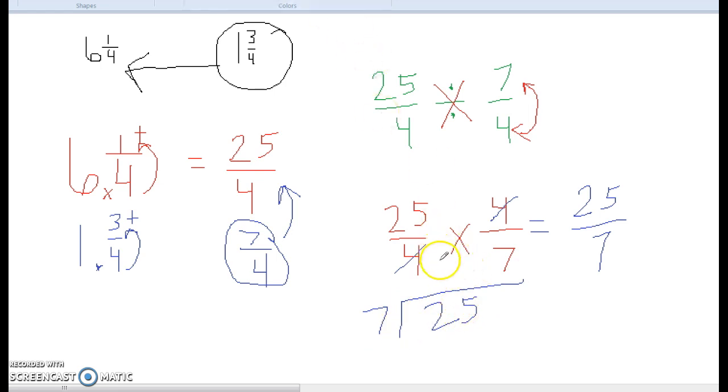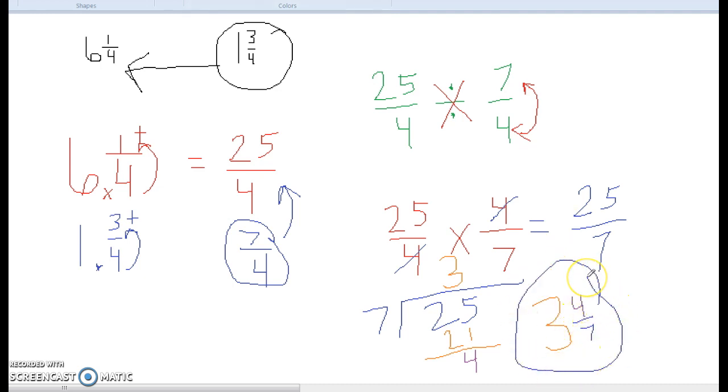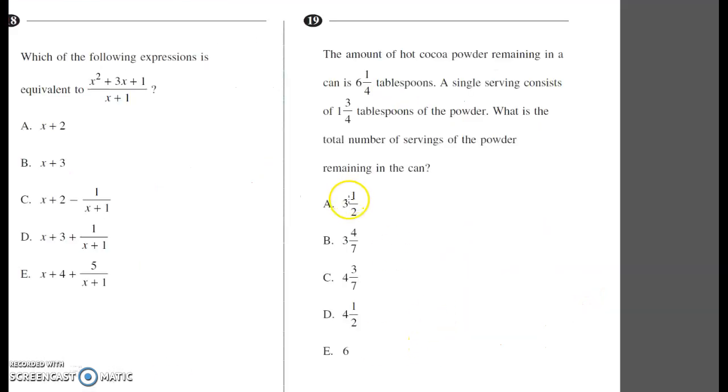I'm going to change my colors here. It will go in 3 times. 3 times 7 is 21, and there is a 4 left over. So our number is going to be 3 4/7. Okay? 3 4/7 is going to be your answer. Now we're going to go back and check our answers, and look at that. B is 3 4/7.